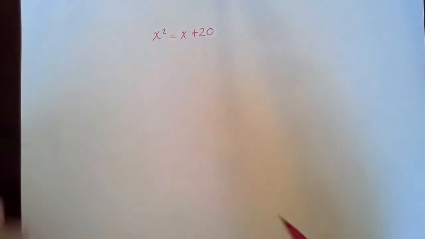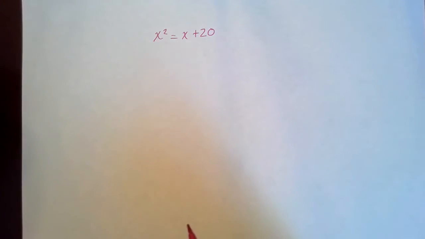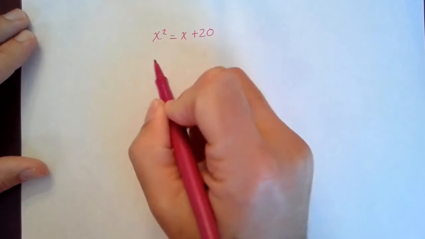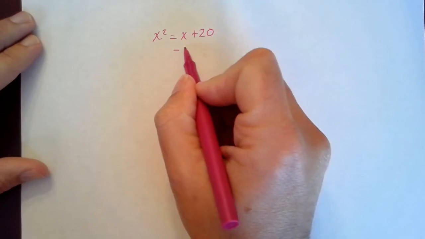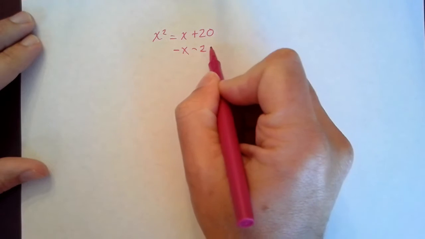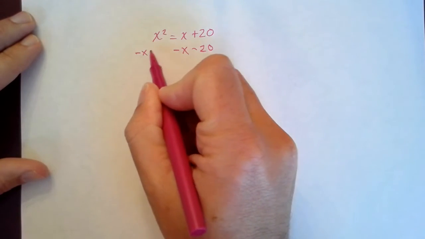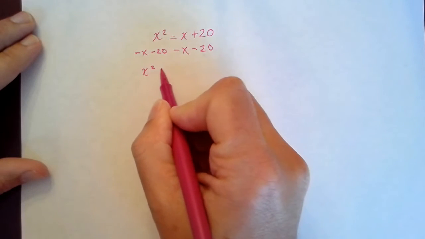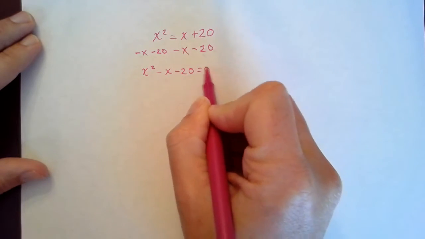All right, as the slide mentions, we have to first put this into standard form. To do that, we could subtract x squared to get it on the right side, but then we deal with a negative x squared. We don't like to deal with that. So we can just subtract the x and subtract the 20 from both sides. We're left with x squared minus x minus 20 equals 0.